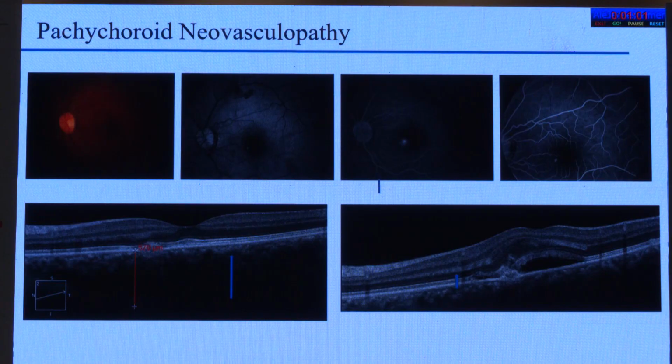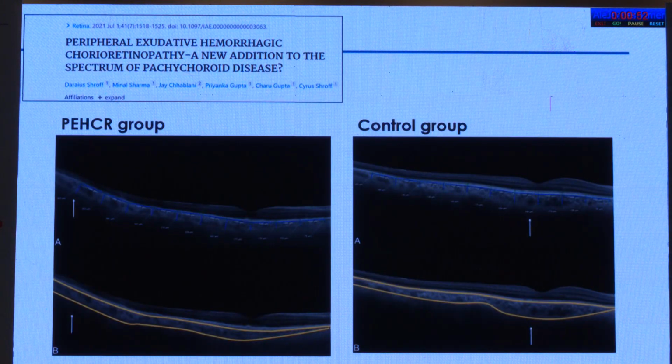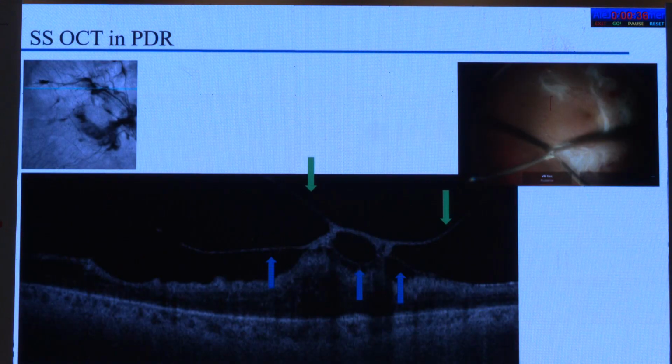So how about wide field choroidal imaging? I think pachychoroid neovasculopathy is a disease which has been defined by OCTA, and it gets resolved very well with anti-VEGF monotherapy. PHCR, this is a study which was done by our group, especially Dr. Darius and Dr. Meenal, where a normal choroid will be thicker subfoveally, whereas in PHCR people, you could see the choroid to be thicker at the place of the lesion. So basically PHCR now is a part of pachychoroid.